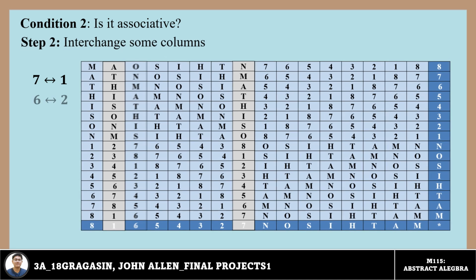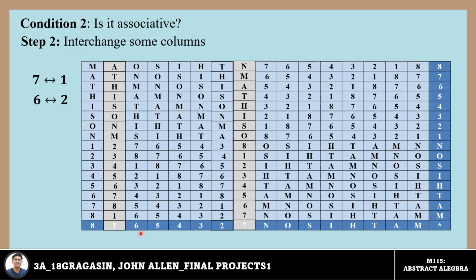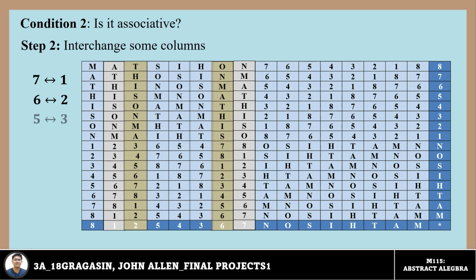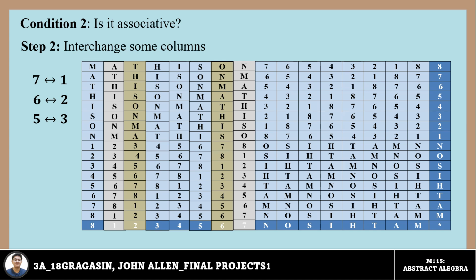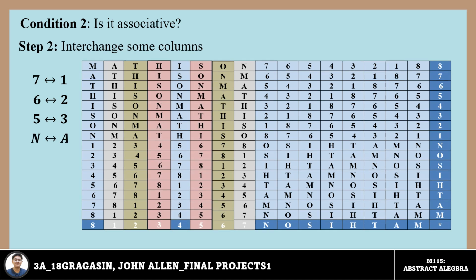we will interchange the column of 6, which is here, and the column of 2, which is here. Then we have this. Next, we will interchange this column of 5 and this column of 3. Then we have this. Next, we will be needing to interchange the column of N, which is here, and the column of A, which is here.